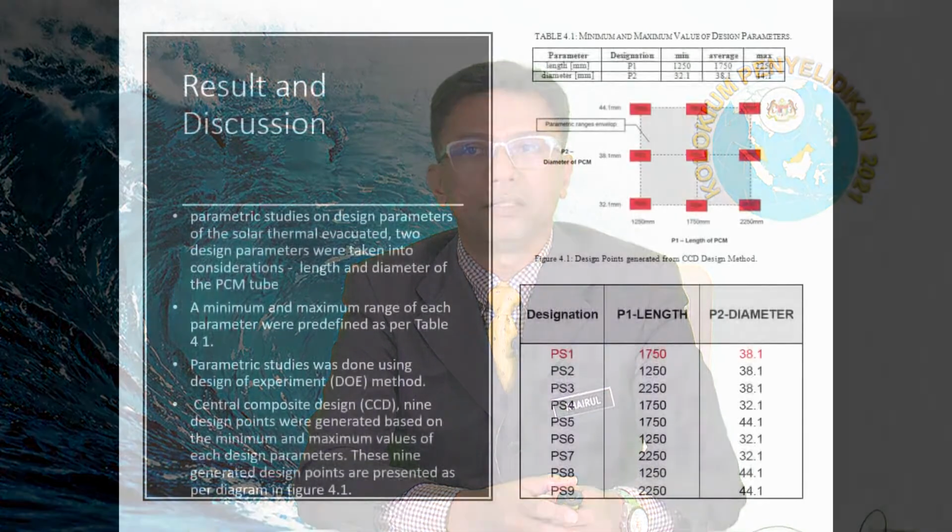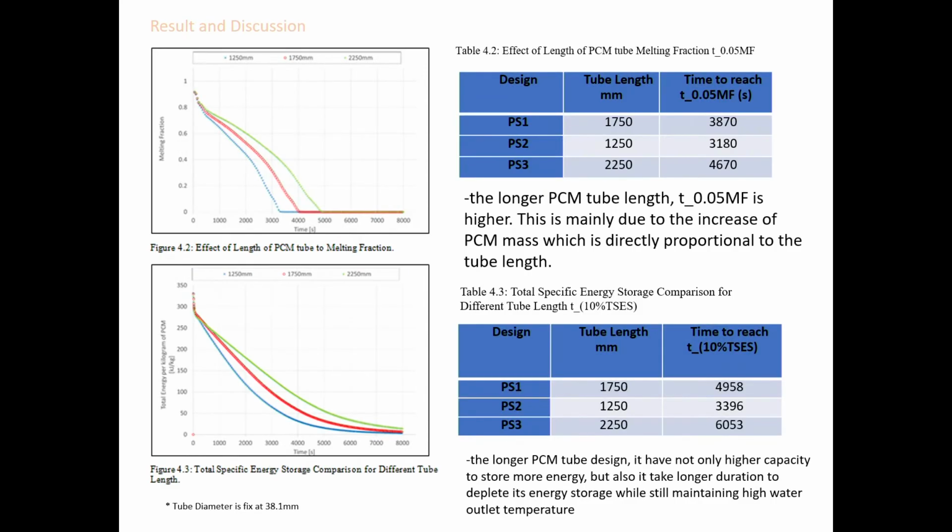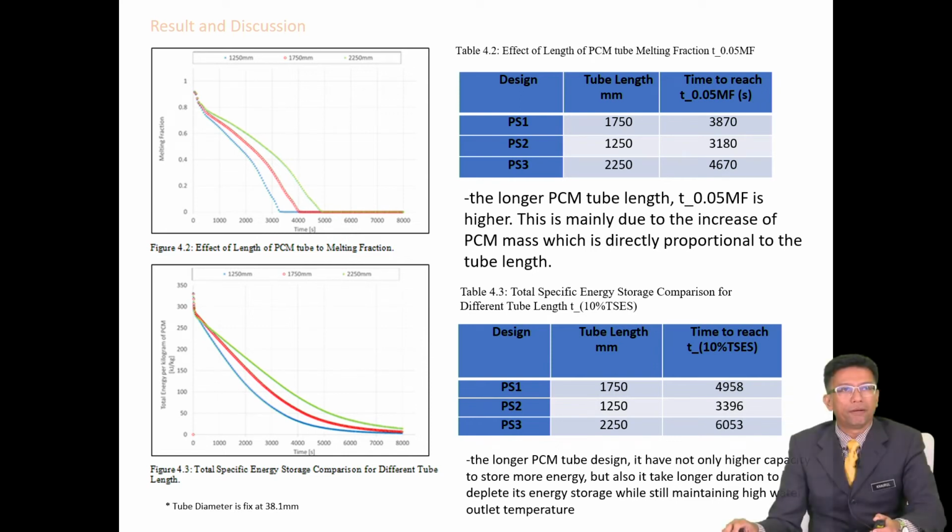These 9 generated points are presented as per the diagram in figure 4.1. The effect of the length of the PCM tube on melting fraction: from the graph, the longer the PCM tube length, the higher the time to achieve a melting fraction of 0.05. This is mainly due to the increase of phase change material mass, which is directly proportional to the tube length.